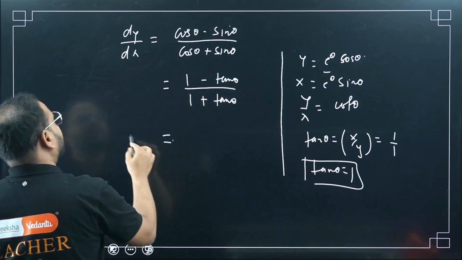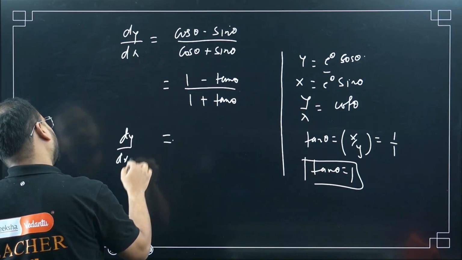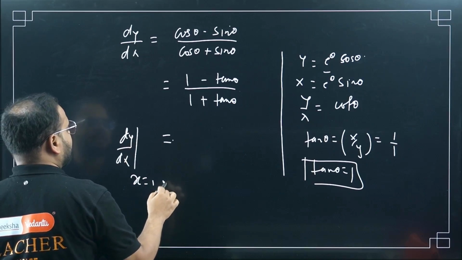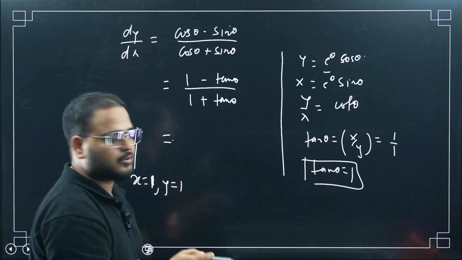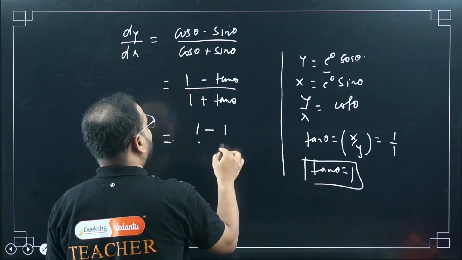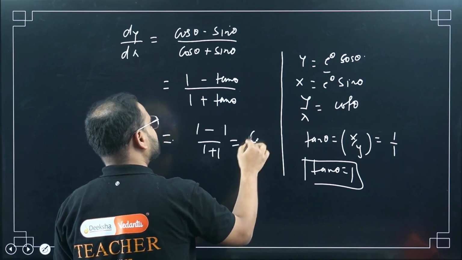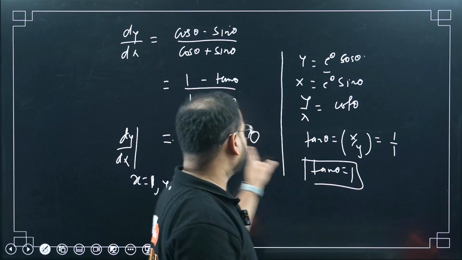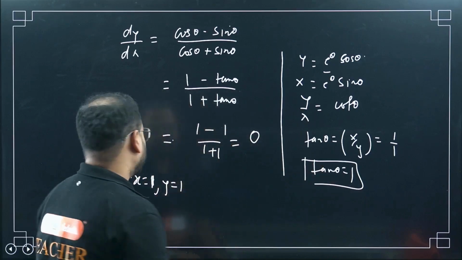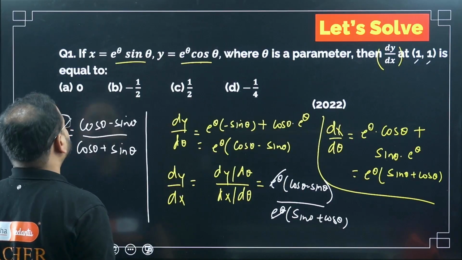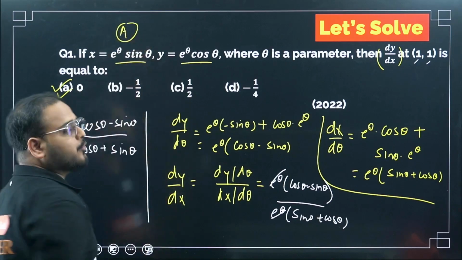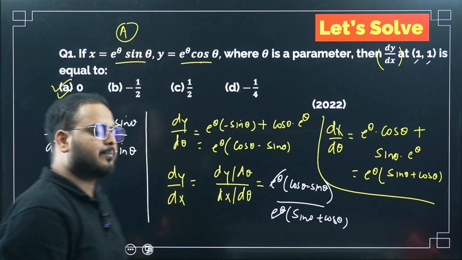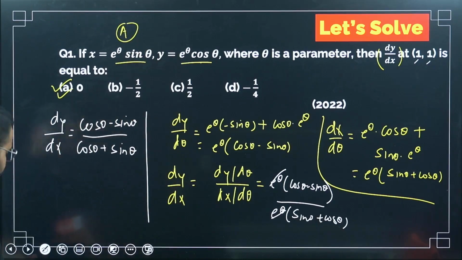I get dy by dx when x is 1 and y is also 1. Why, sir? They have given this condition in the question only. I get (1 minus 1) upon (1 plus 1). How much is that? Simply 0. Tan theta is 1, right? So 1 minus 1 will be 0. 0 upon anything is 0. Answer is what? Check the answer. Answer is A. So I hope all of you got this right. Please see if it's visible over here.